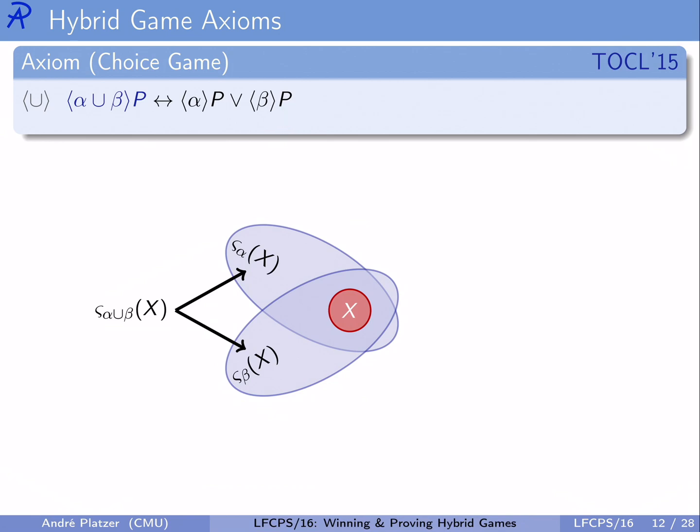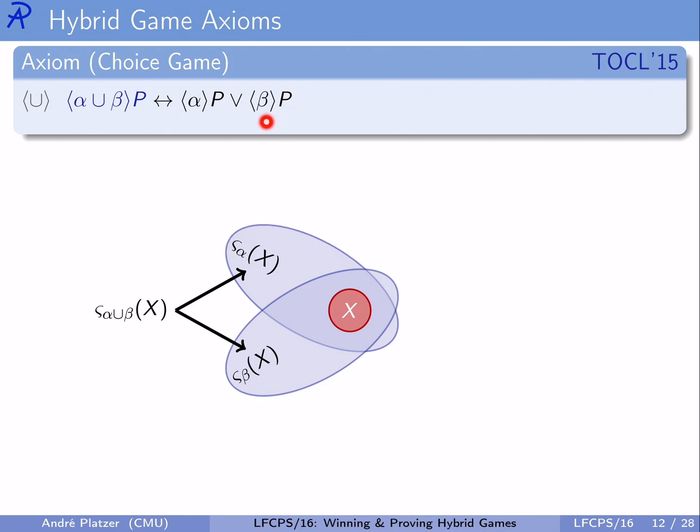Either way, if Angel has a winning strategy in the left subgame to make it into P, then she has a winning strategy in the game of choice, where she's asked whether she would like to play alpha or beta to make it into P, because all she needs to say, if this formula is true, is to say, I feel like playing left today. That's all the cases up here.